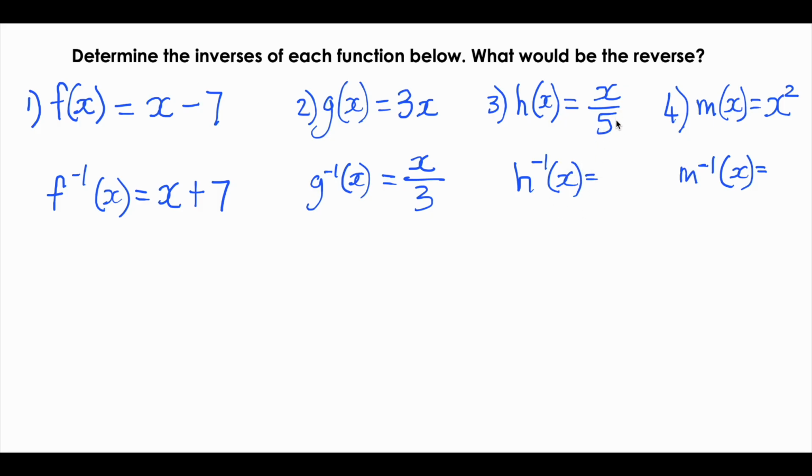So then this one here now, what's the opposite of x divided by 5? 5x, which is 5 multiplied by x. And the inverse or the reverse of x squared would be what? Square root x. All right. So just in case you did not have this, just take this down.